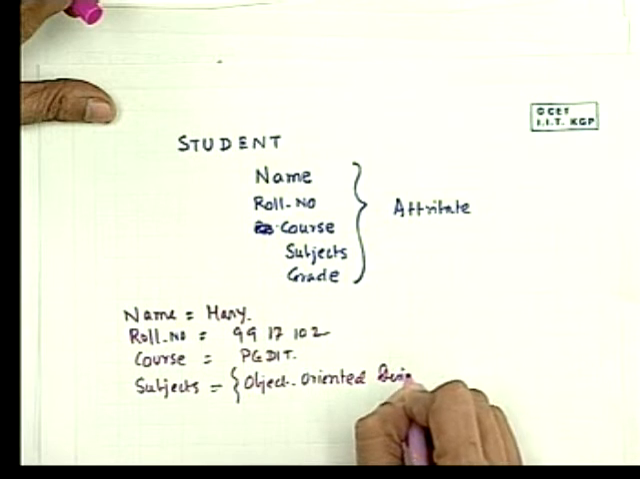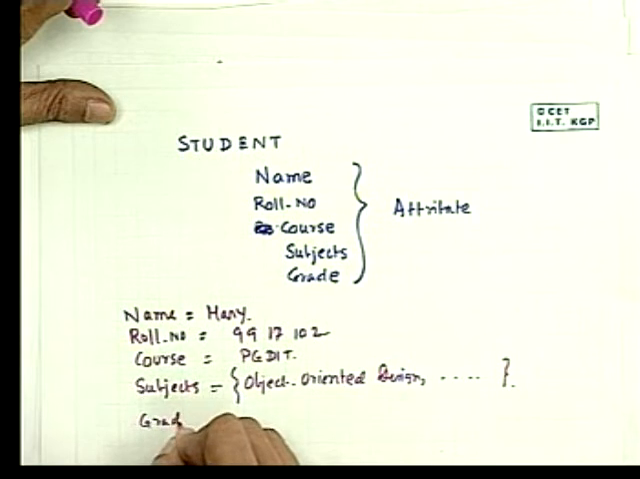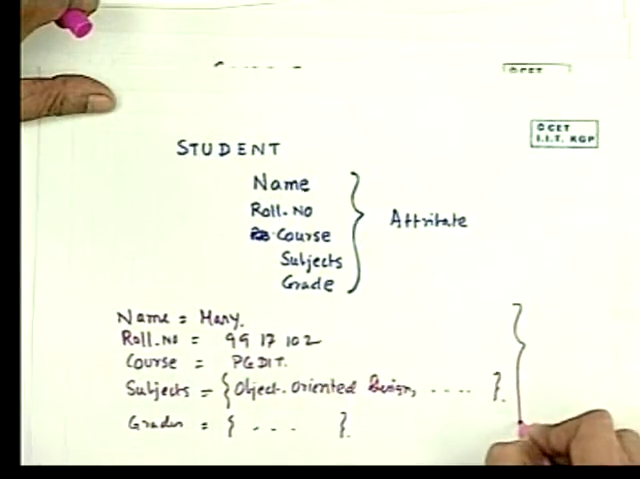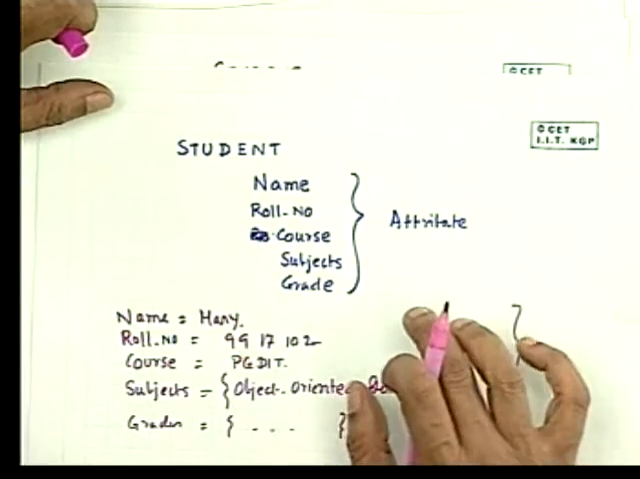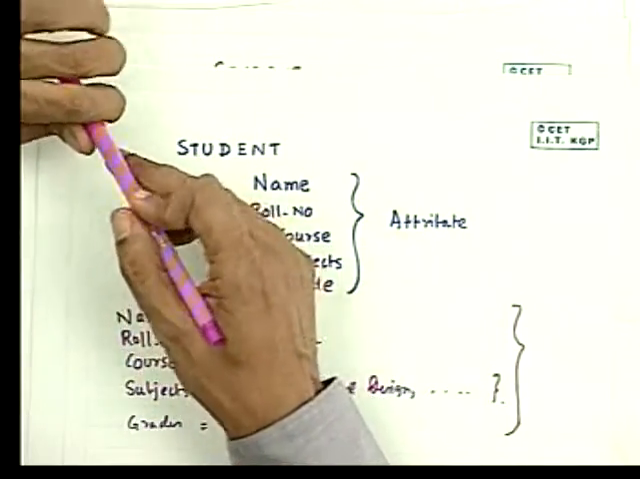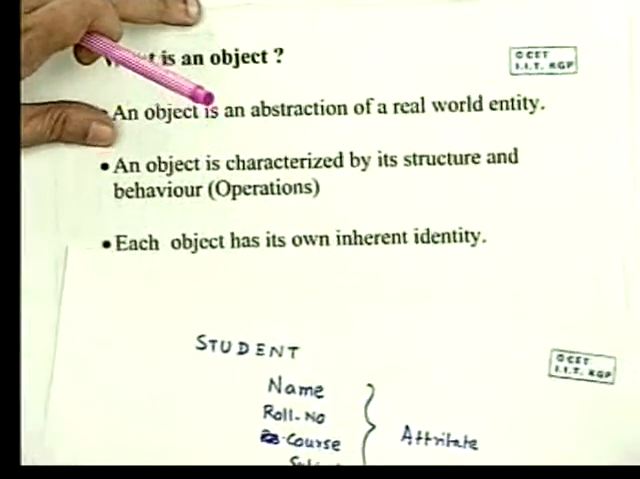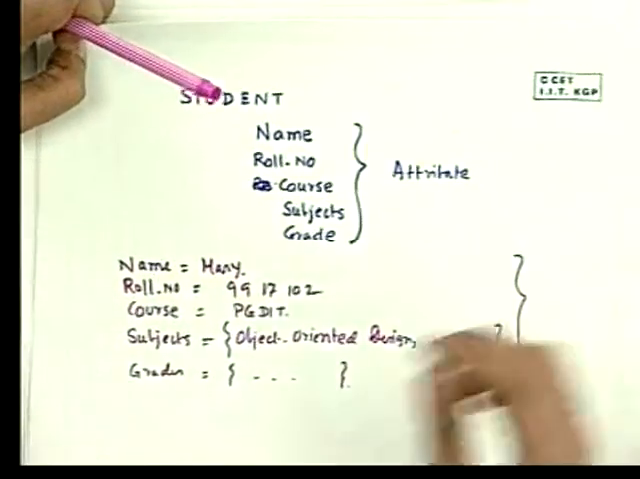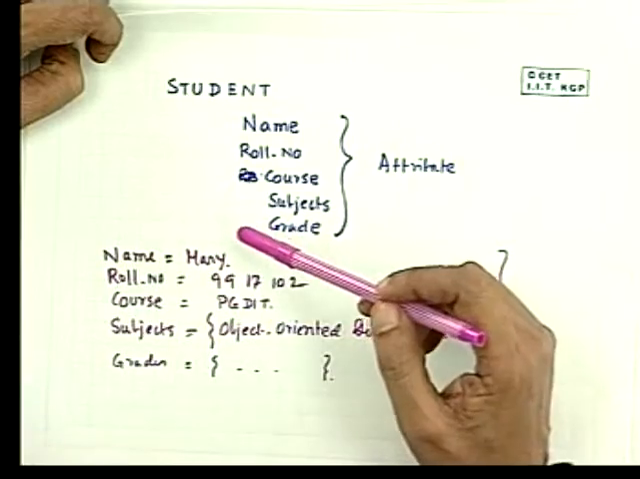There are other subjects she is registered into, and whatever grade she gets in each of these subjects. So whenever we talk or think of Mary as an object, we think of all these together, and naturally, as I mentioned just now, each object will have a unique or inherent identity. For that, there may be multiple students having the same name. Therefore, the name need not be a unique identity.